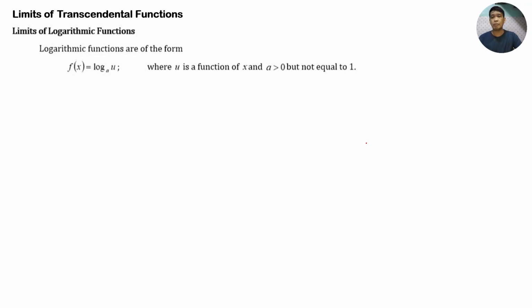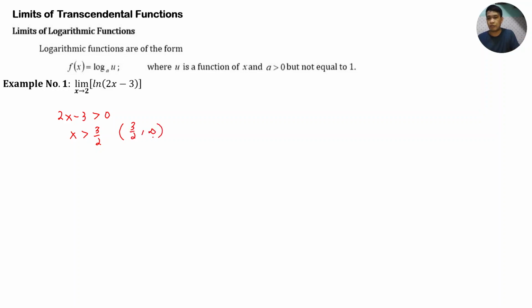So again, logarithmic functions are in the form of f of x is equal to log of u to the base a, where u is a function of x and a is greater than 0 but not equal to 1. Let us try to have ln of 2x minus 3. So let us try to check first if x equal to 2 is part of this domain. So 2x minus 3 must be greater than 0, then x must be greater than 3 halves. So therefore, the domain is 3 halves comma infinity.